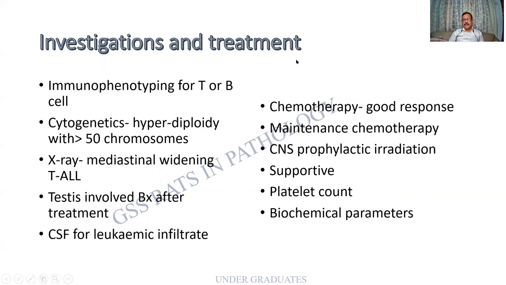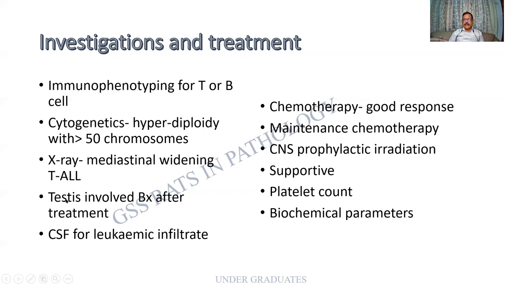What are the investigations and treatment? First, you will have to do an immunophenotyping to find out whether it is a T cell or a B cell. Sometimes cytogenetic studies will be necessary. You find that there are more than 50 chromosomes due to hyperdiploidy. X-ray can show mediastinal widening because there can be a mediastinal infiltration, T-ALL.